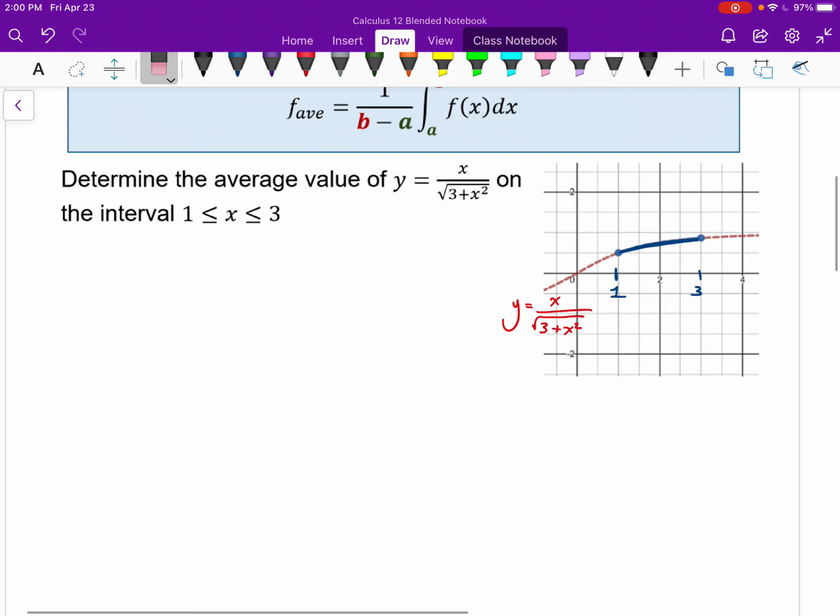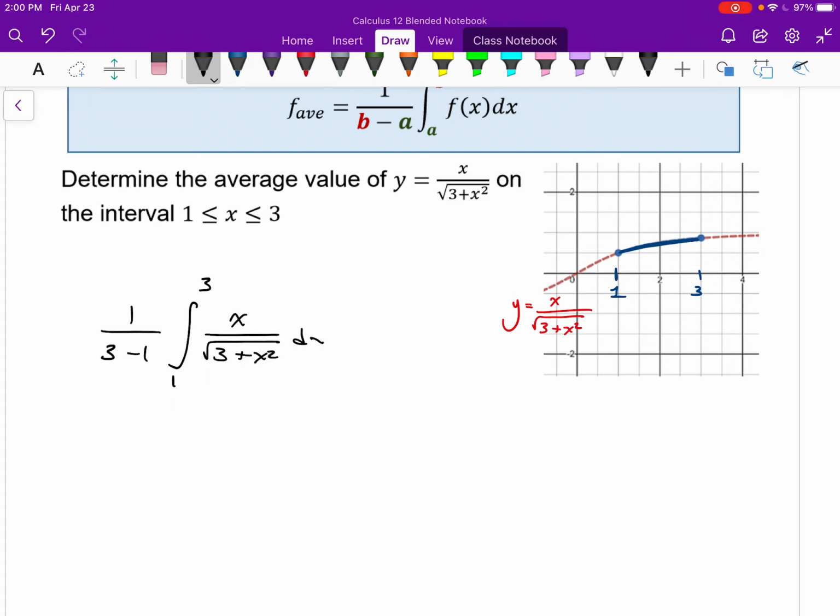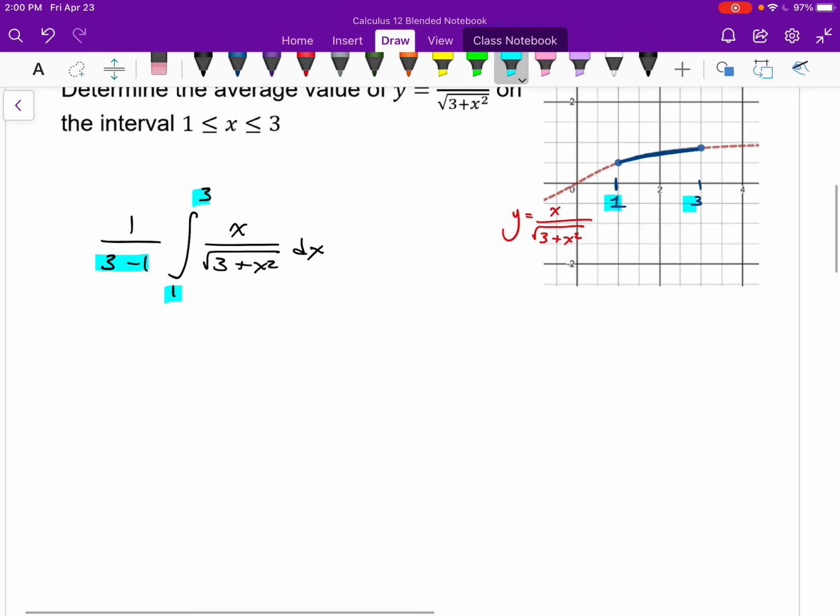So it looks a little bit messy at first. But I have 1 over b minus a, or 3 minus 1, times the integral from 1 to 3 of this function, x over root 3 plus x squared dx. All right. And so, 1 over 3 minus 1 is 1/2. But really, most of my work is to find the antiderivative here.